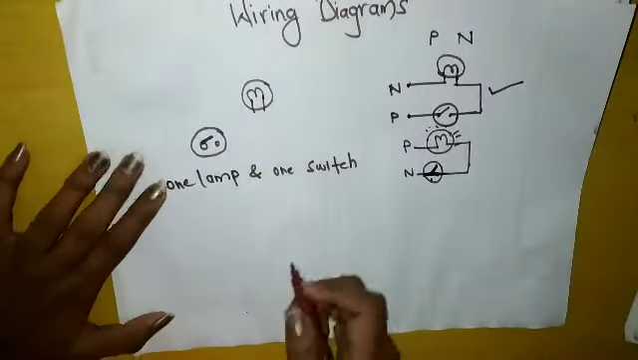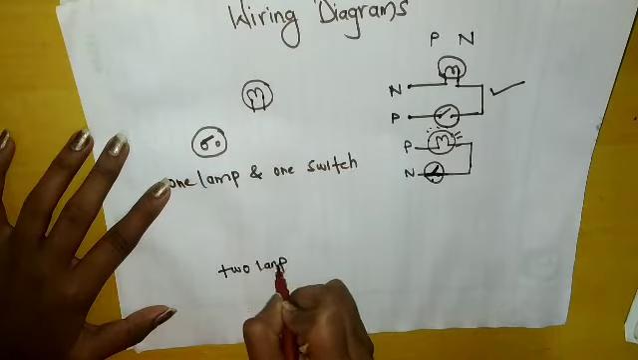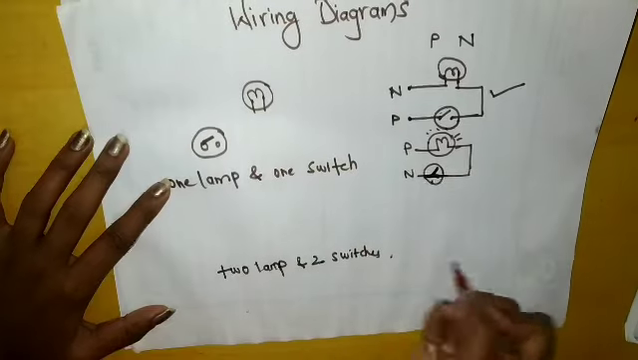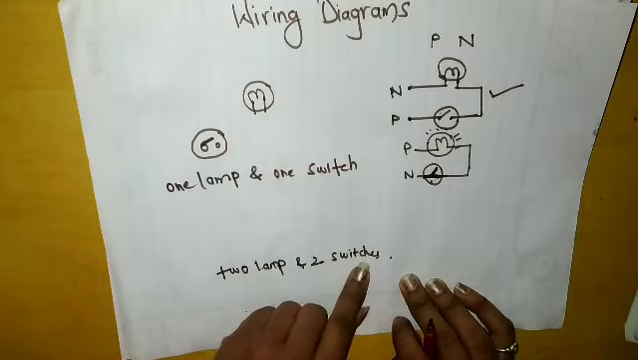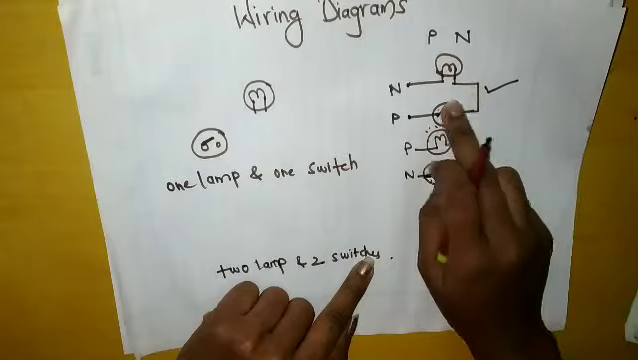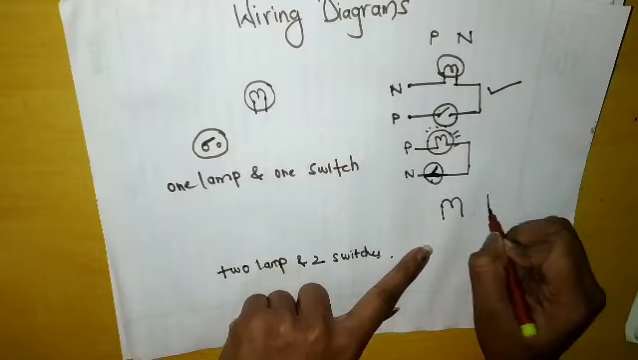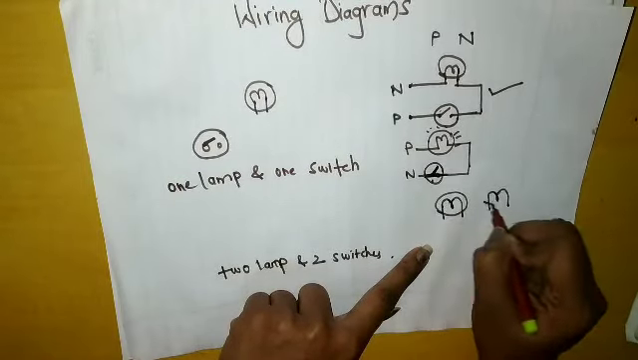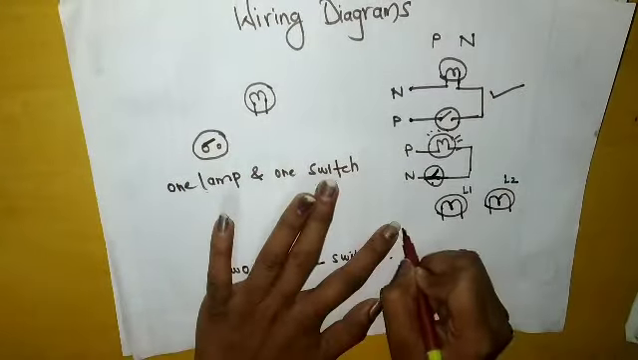Now we will see two lamps and two switches. Here we have to provide two lamps with two switches, so we can control these two lamps with two switches. Here we saw one lamp and one switch. Now similarly, we will first draw the appliances. We have to connect two lamps, right? So these are our lamps, L1 and L2. What we require is phase and neutral.